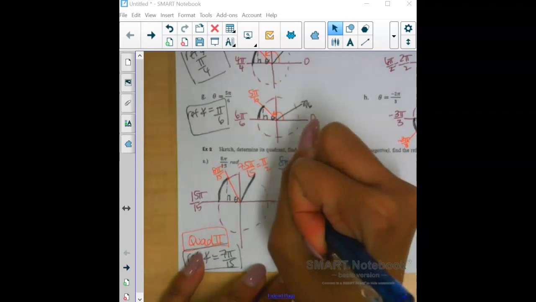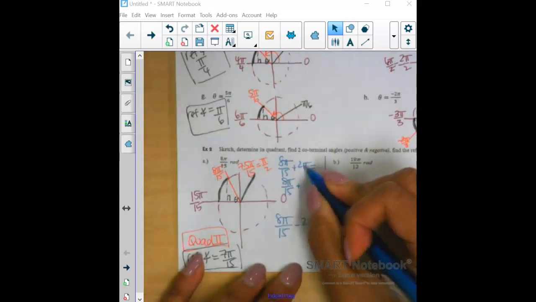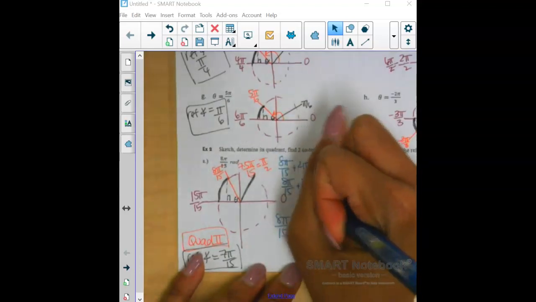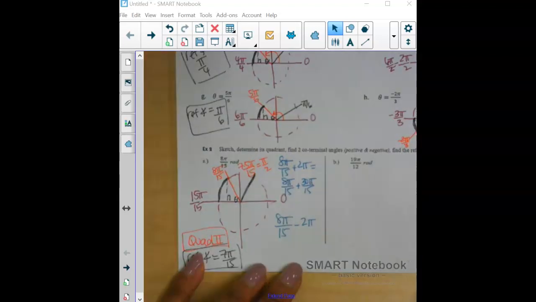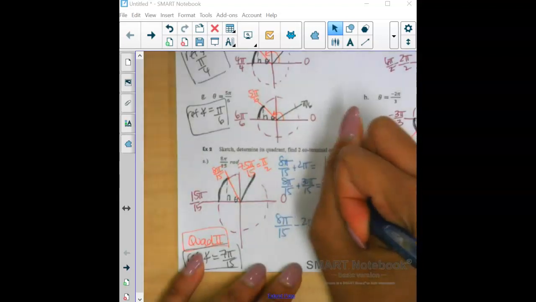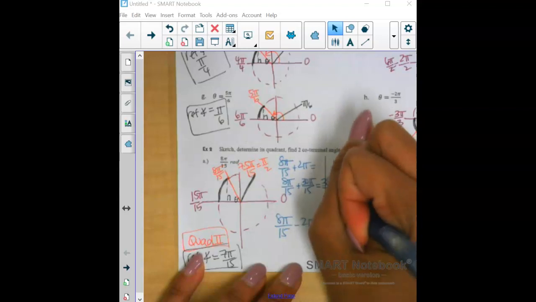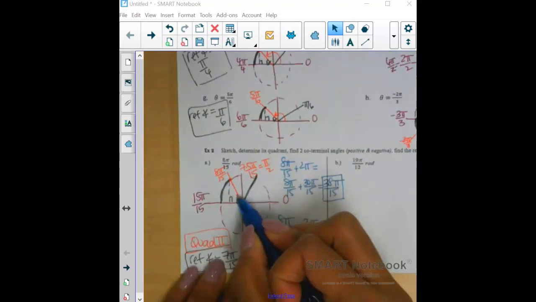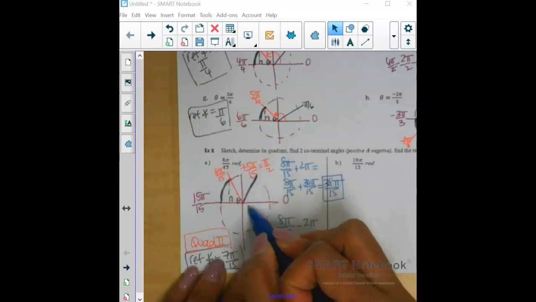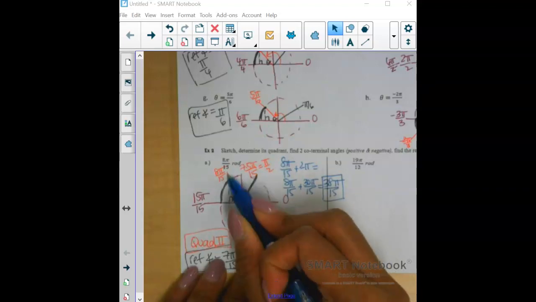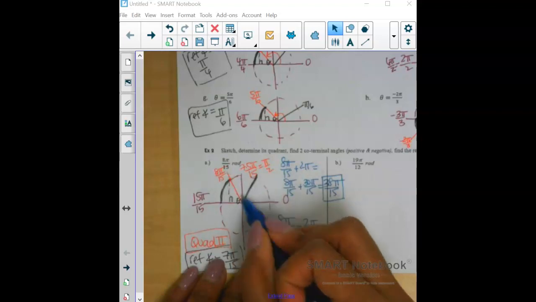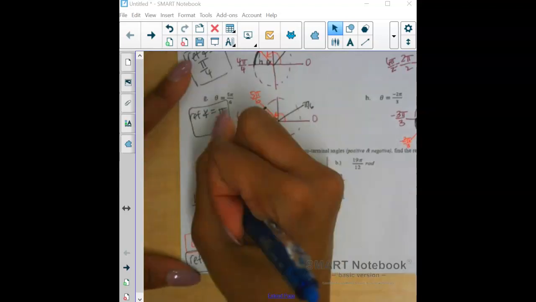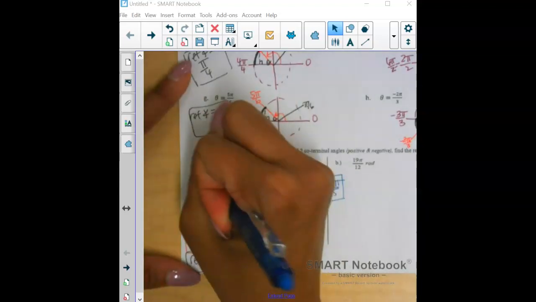We're going to make this 18 pi over 15 plus 2 is the same thing as 30 pi over 15. If you were to add that, that's going to give you 38 pi over 15. So what that means is, if I go in a counterclockwise motion, around this direction and come right back, it would land right back on top of 8 pi over 15, and it will equal 38 pi over 15.